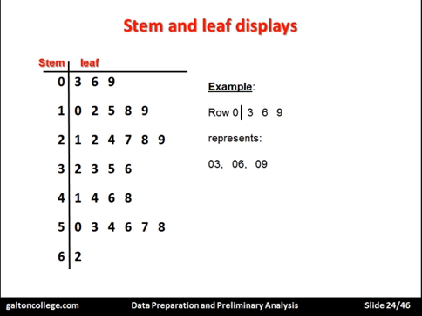So if we take any row, say we take the first row here, it's 0, 3, 6, 9. That's the row 0, bar 3, 6, 9. And this represents the numbers 0, 3, 0, 6 and 0, 9 across there. So I think that's very, very straightforward.